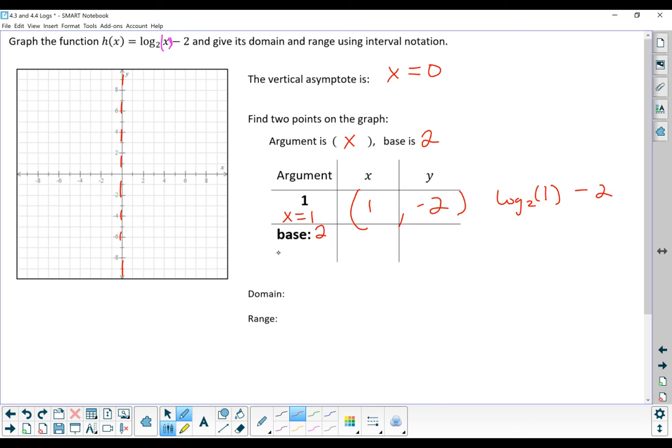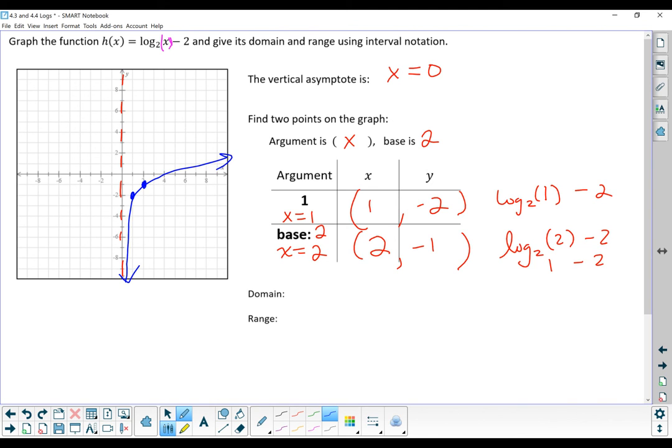Our base of our function is 2, so if we want the argument equal to 2, then that literally is the x value 2. So if we sub in 2, we get log base 2 of 2 minus 2, and this is a 1 minus 2, so that's a negative 1. So if we plot those 2 points, it's 1, negative 2, and 2, negative 1. So here's our function. The domain would be from 0 to infinity, and the range would be from negative infinity to positive infinity. So that's it for those graphs.